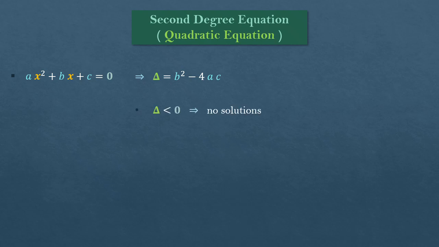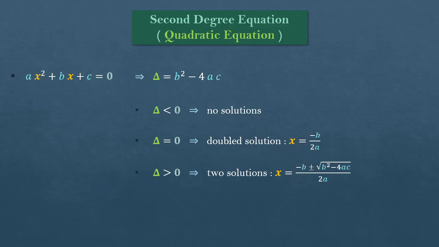First, if delta is strictly less than 0, then the equation has no solutions. And secondly, if delta is equal to 0, then the equation has the double solution x equal minus b over 2 times a. And finally, in case our discriminant delta is strictly greater than 0, then the equation has two solutions for the variable x, which are minus b plus or minus the square root of b squared minus 4 times a times c, all over 2 times a.